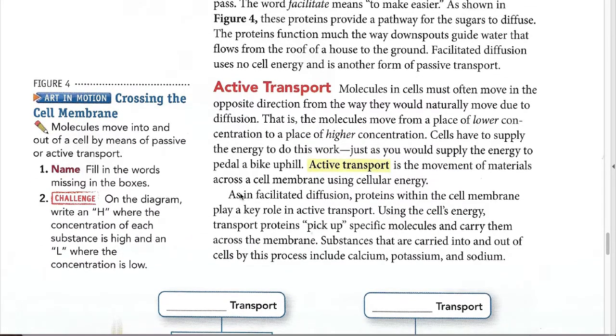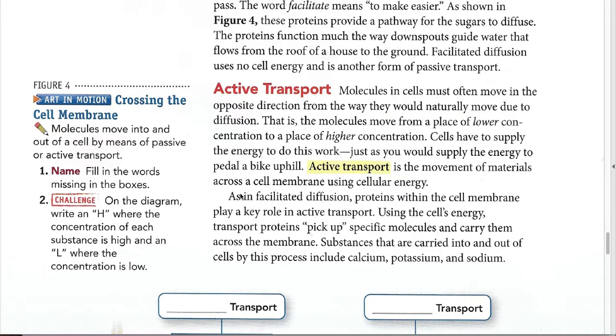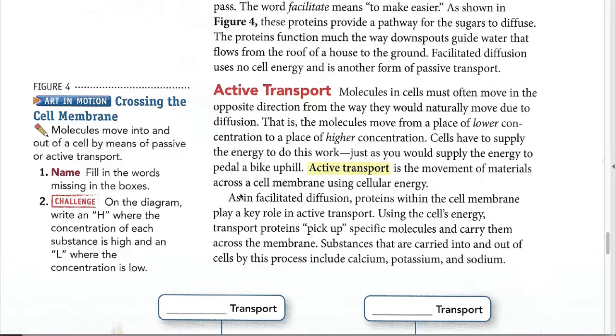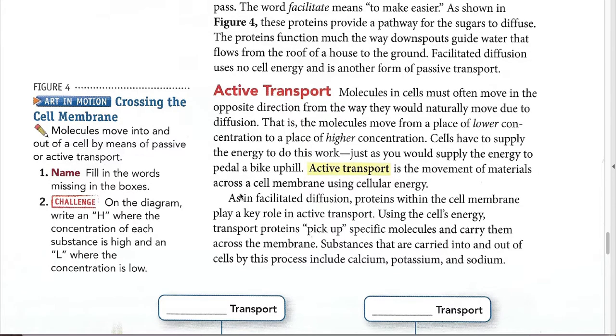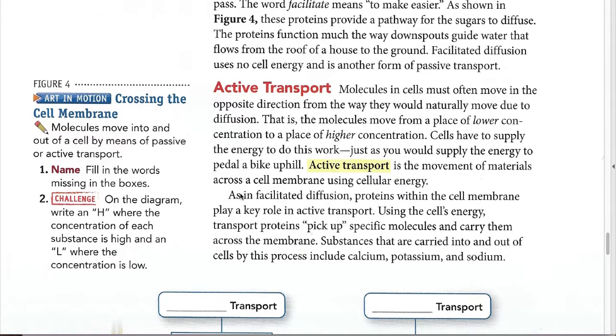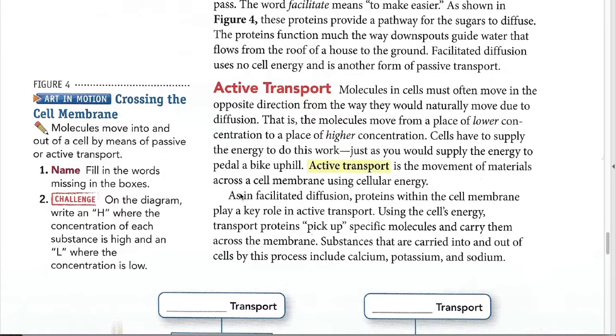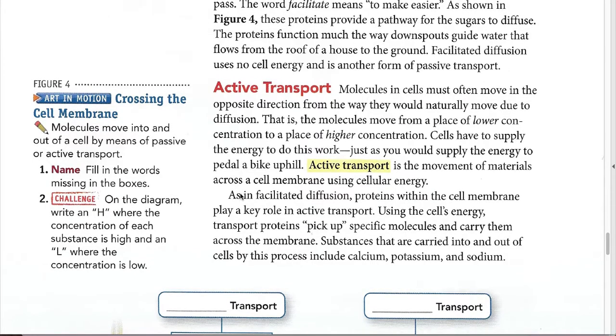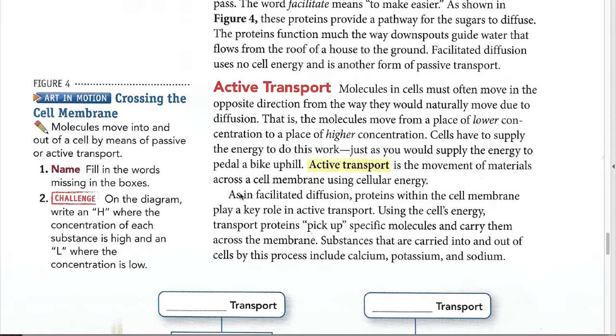Active transport. Molecules in cells must sometimes move in the opposite direction from which they would naturally move due to diffusion. That is, the molecules move from a place of lower concentration to a place of higher concentration. Cells have to supply the energy to do this work, just as you would supply the energy to pedal a bike uphill. Active transport is moving materials across the cell membrane using cellular energy.